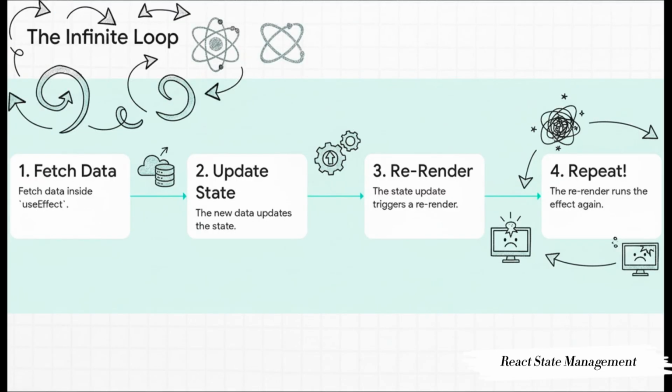And here's how that trap gets sprung every single time. Step 1, you fetch some data inside useEffect. Step 2, you use that data to update your state. Step 3, that state update, of course, triggers a re-render. And step 4, the component re-renders, which runs your useEffect all over again.